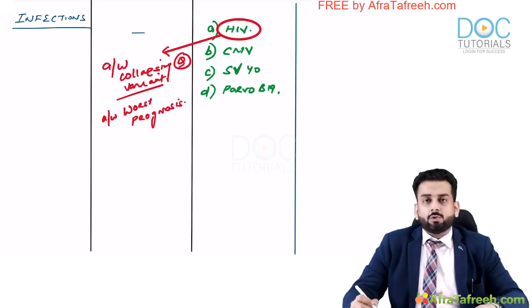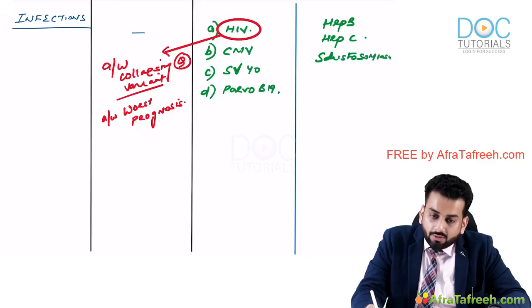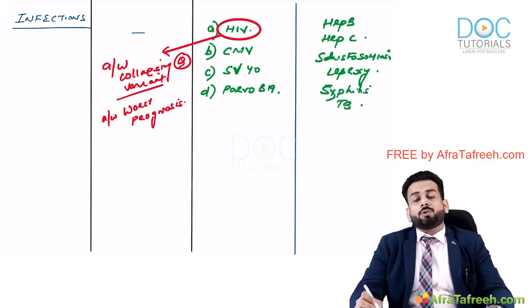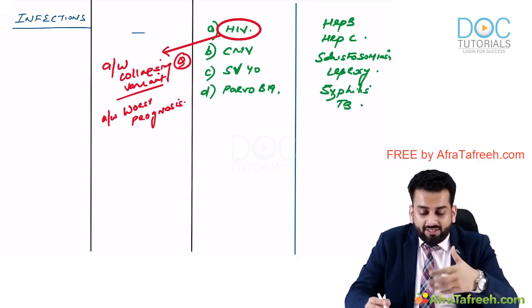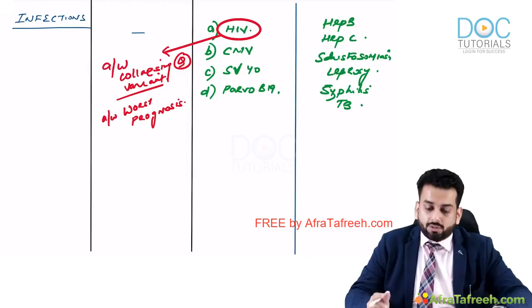Coming to infections associated with membranous, we have hepatitis B, hepatitis C, schistosomiasis, leprosy, syphilis, and even tuberculosis is reported to cause membranous nephropathy. So all these infections are associated with these three disorders.